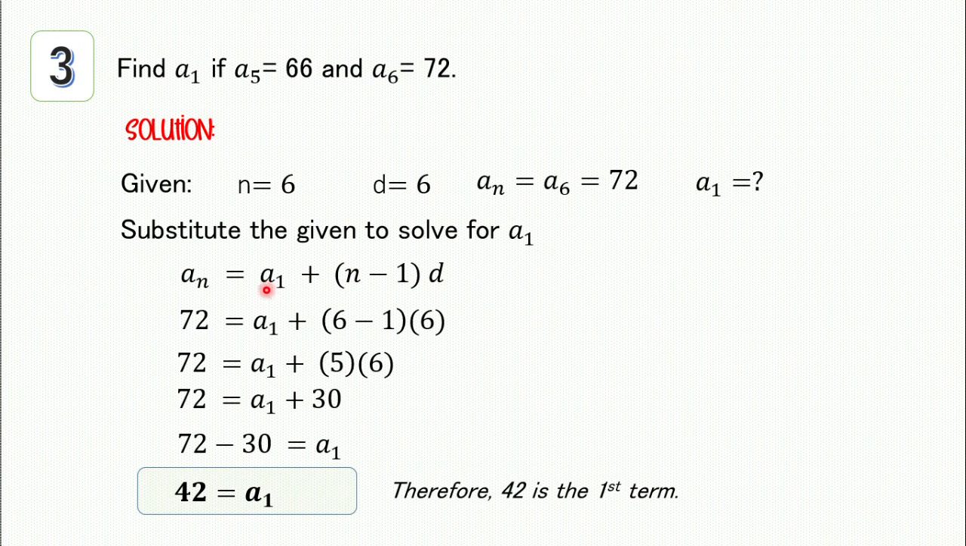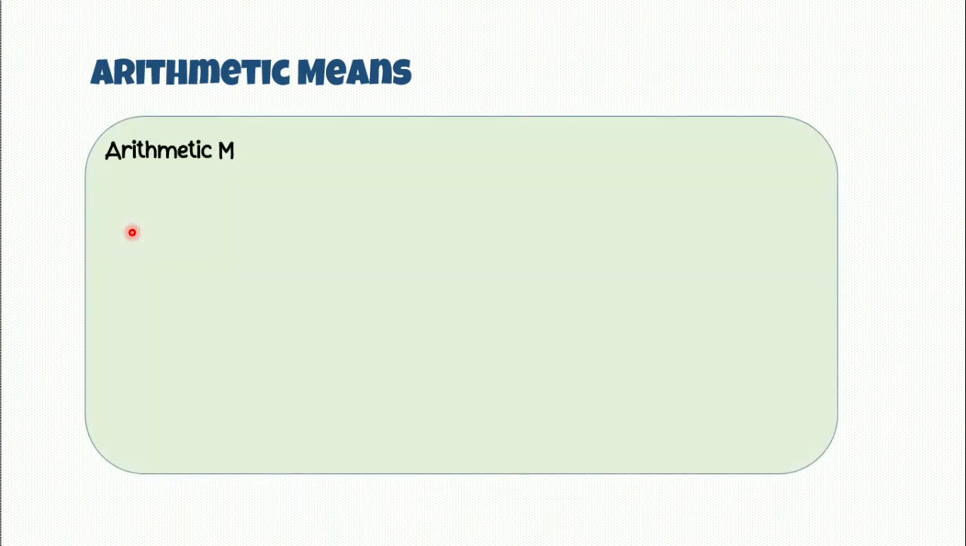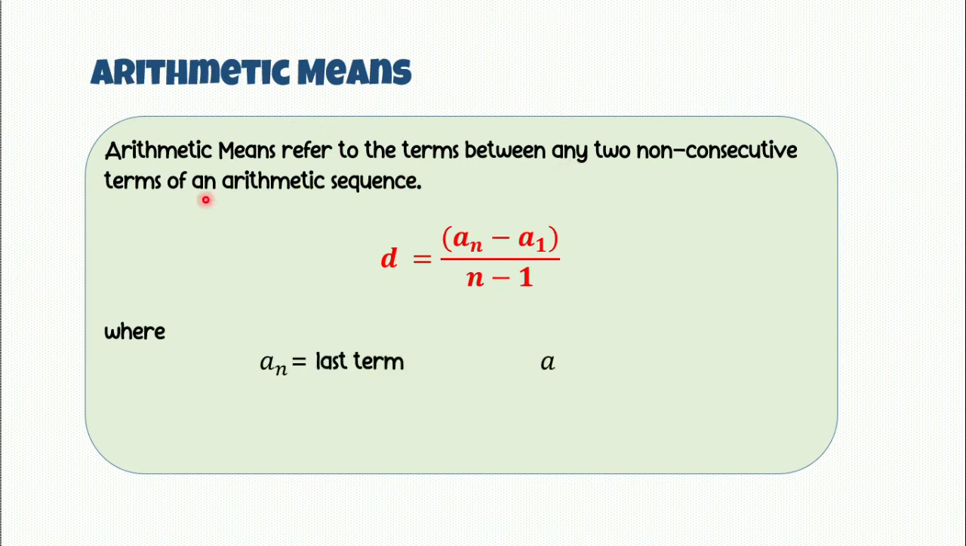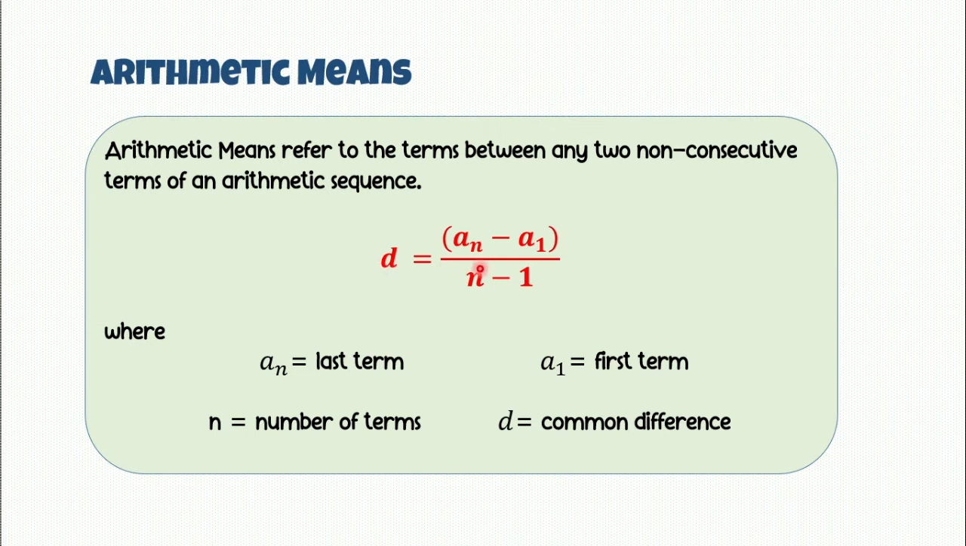Alright. So, let's proceed. Now, what is an arithmetic mean? An arithmetic mean refers to the terms between any two consecutive terms of an arithmetic sequence. Tapos, yung formula niya ay given by d, which is the common difference, equals yung quantity a sub n minus a sub 1 all over n minus 1. Tapos, yung a sub n, this is the last term, and n is the number of terms, a sub 1 is the first term, and yung d naman is ang common difference.